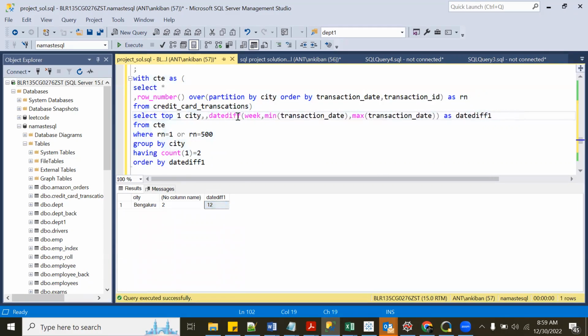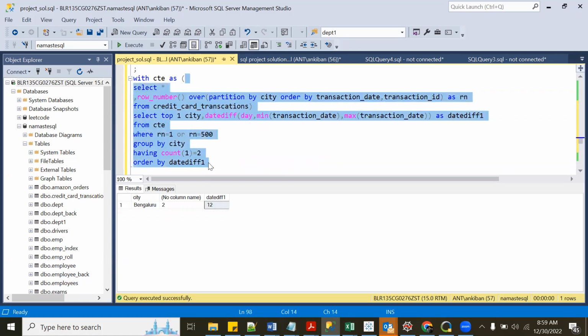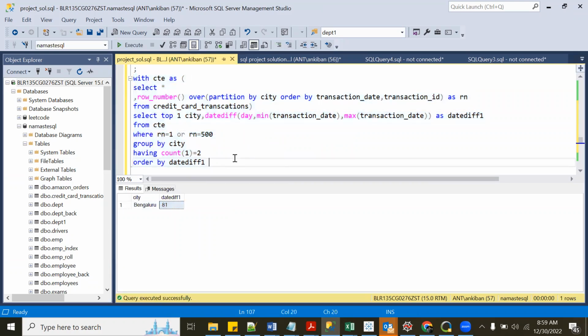This is not required. So the problem is the number of weeks might be the same for two cities, right? Yes, sir. So we have to go to the lowest granularity, day. If the day is also the same, then that's a different thing and we have to see how to handle it, but the chances are less. So it took 81 days to reach 500 transactions for Bangalore.